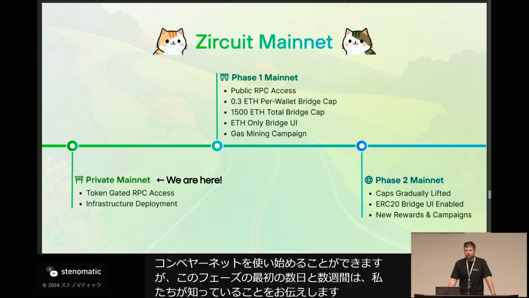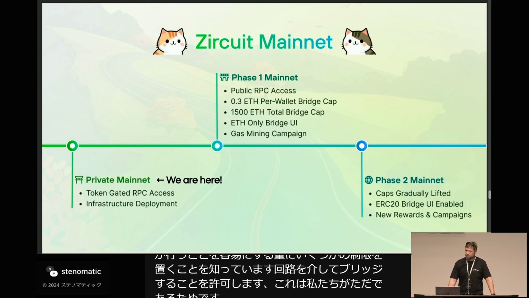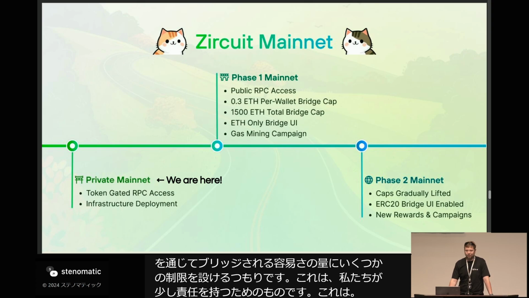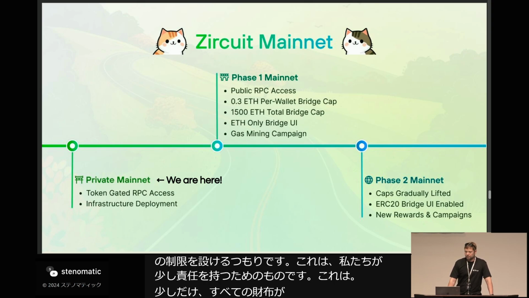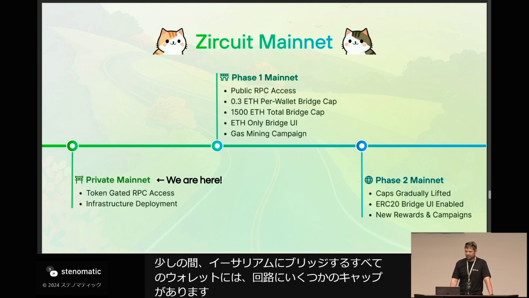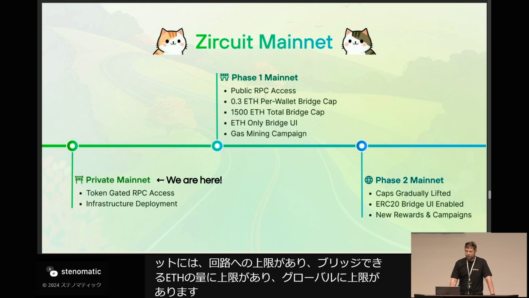However, for the very first few days and weeks in this phase one, we are going to put down some restrictions on the amount of ETH that we will allow to be bridged to Zircuit. This is just for us to be a little responsible. This is a new project, right? So we don't want to flood it immediately with all the liquidity that we have available. So we are going to stay in a somewhat restricted mode for a little bit. Every wallet bridging onto Zircuit will have some cap of how much ETH it can bridge. And there will be a global cap of how much ETH can be bridged onto the network as well.